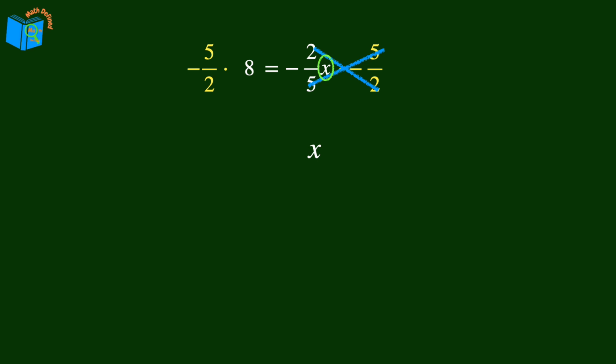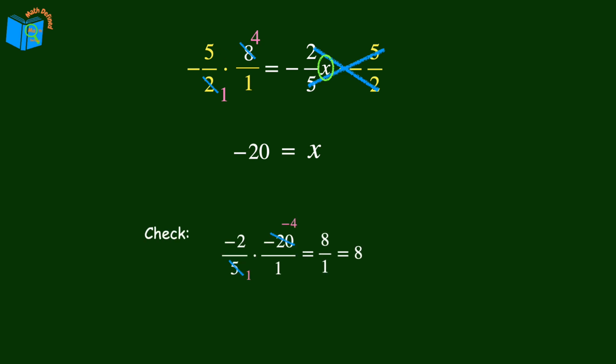We'll write +8 as a fraction first, then cross-cancel 2 and 8 using a shared factor of 2. And then multiplying the numerators, -5 times +4 is -20, and the denominators, 1 times 1 is 1, resulting in -20 equals x. Completing a quick check by substituting -20 in place of x, we can see that our answer is correct.